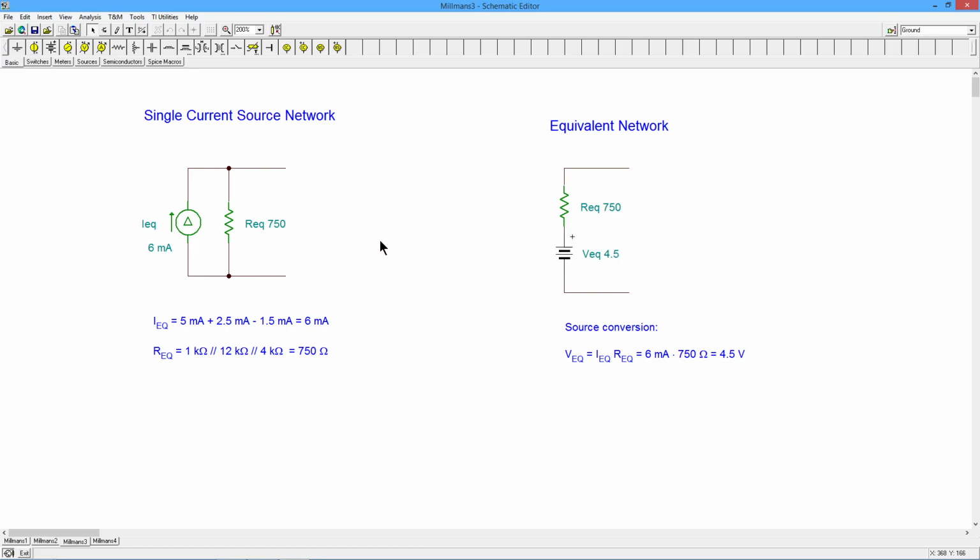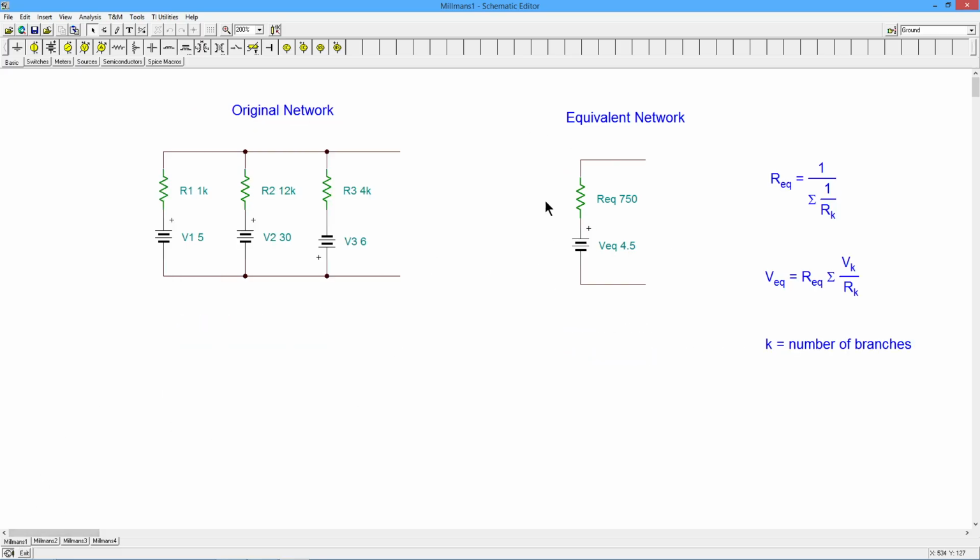And then the last step is to do another source conversion to get back the original voltage source, right? So again, the resistor just transfers over. So 750 in parallel turns into 750 in series. And then we just find out what the voltage is. In other words, we put 6 mils through 750 ohms and we get 4.5 volts. So this is the equivalent of what we started with. In other words, way back here.